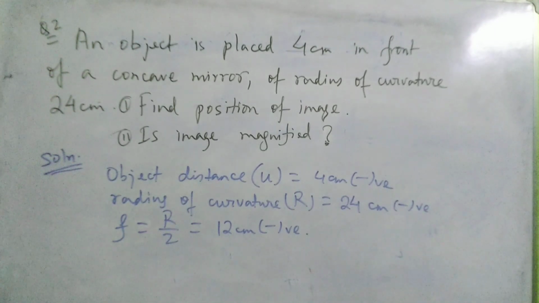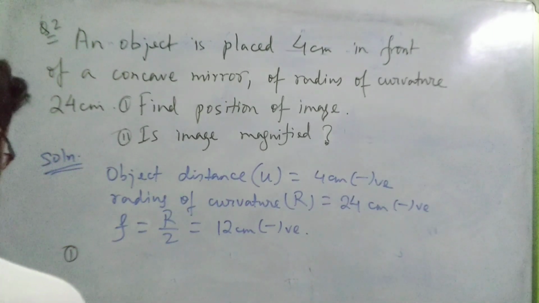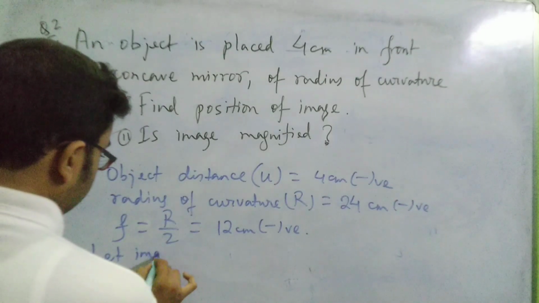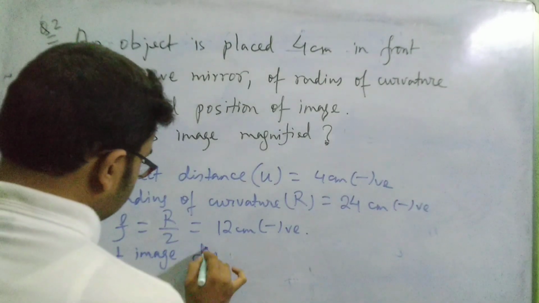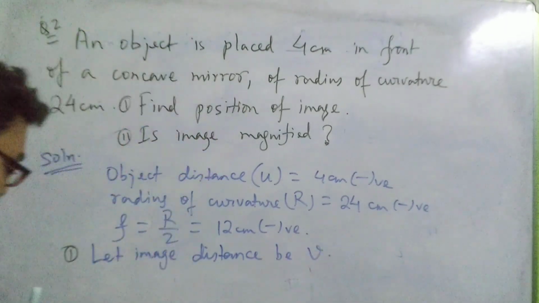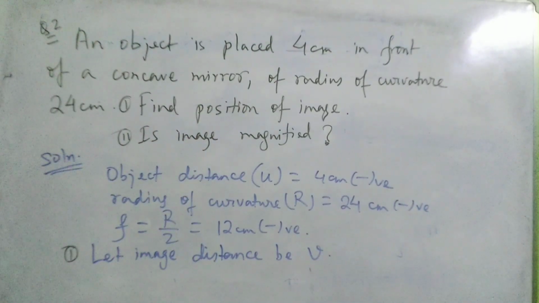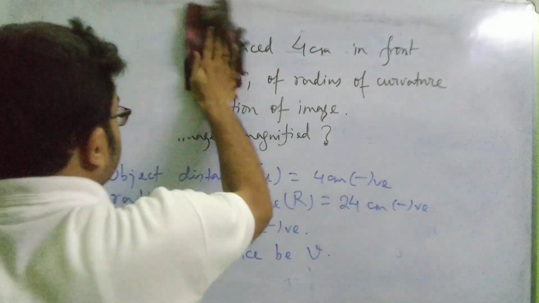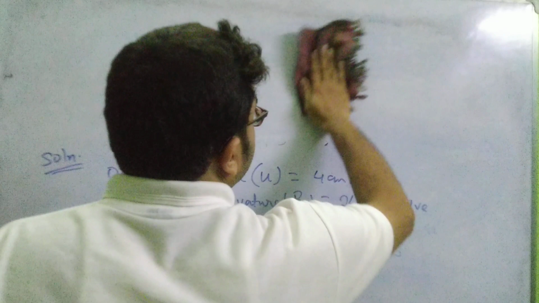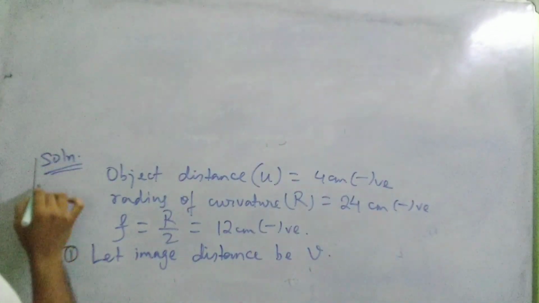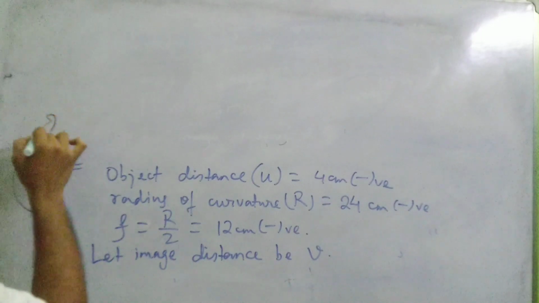So first part of the solution. Let us consider the image distance be v. Okay. So I am just wrapping up the question. I will be doing the solution of the above part. Okay. So this is the first part of the solution. Then we are carrying it from here.